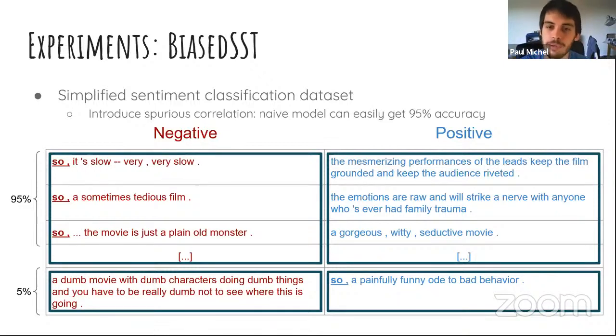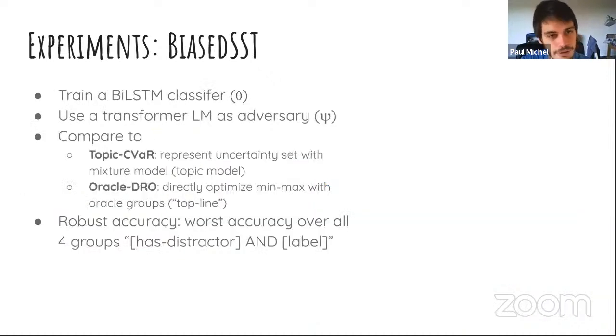When I talk about robust accuracy, I'm talking about the lowest accuracy on each of those four groups. This is something I'm going to use for evaluation, but in P-DRO, our method, and in expected risk minimization, we assume that we don't have this information at training time. We can only evaluate on robust accuracy. All right, the experimental details are kind of boring, but we're using a biased SIM classifier as the model, and we're using a transformer language model as the adversary.